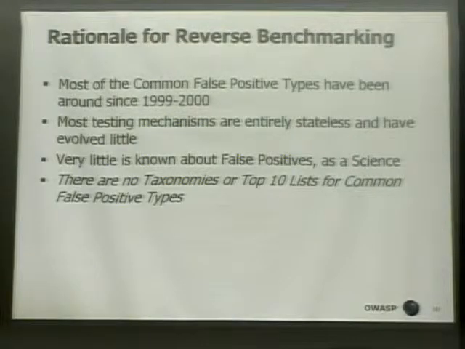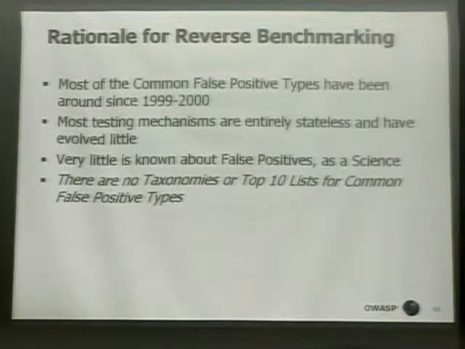So ultimately, our rationale for reverse benchmarking was that false positive types with scanners, when both Tom and I started looking at them, haven't really changed. A lot of the signatures that would be false positives back in the late 90s and early 2000s are still present today, and I'll talk more about that when we get to the actual results. And because of the nature of HTTP and the scanners, you have this statelessness that itself causes some of the false positives.